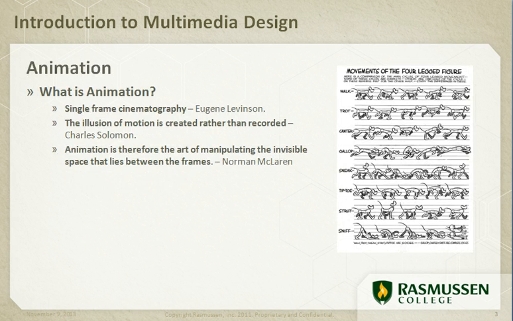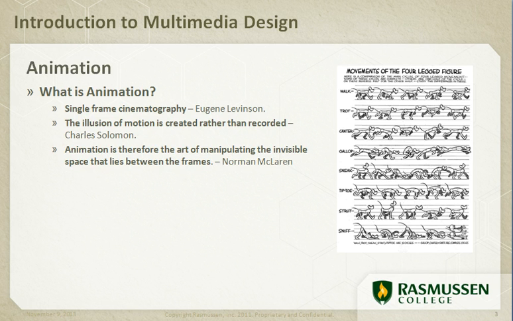What is animation? Eugene Levinson described it as single frame cinematography. Charles Solomon described it as the illusion of motion that is created rather than recorded. One of the most famous definitions comes from Norman McLaren, who was the founder of the animation department at the National Film Board of Canada.